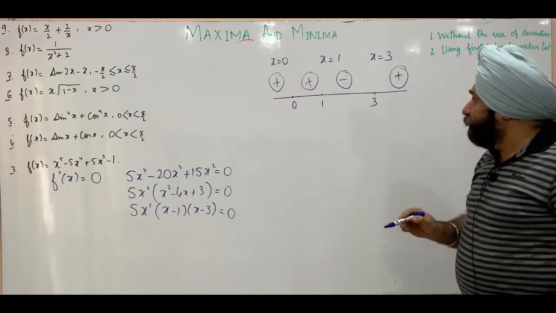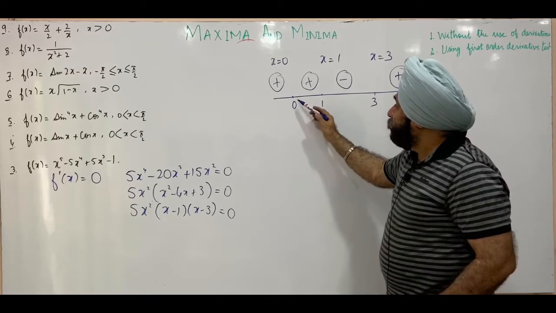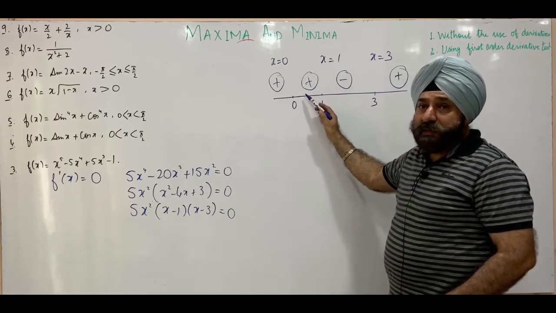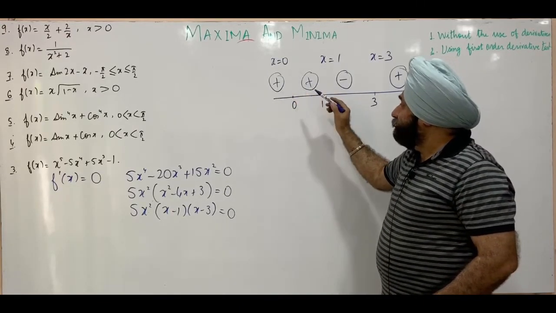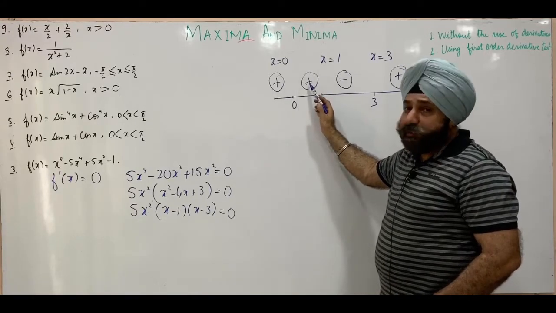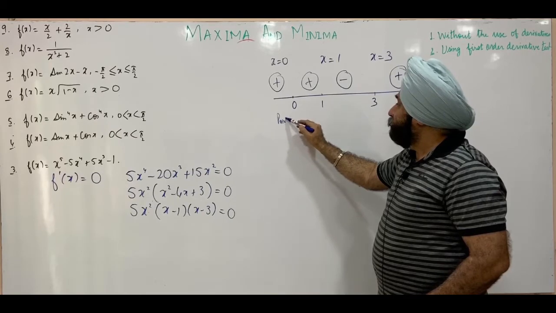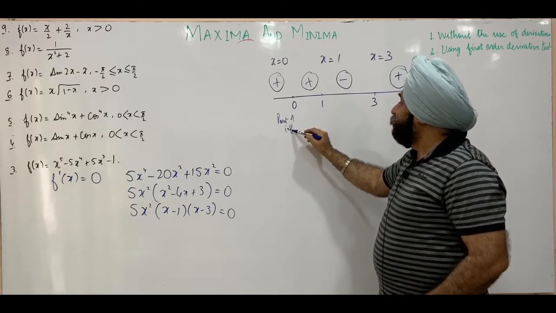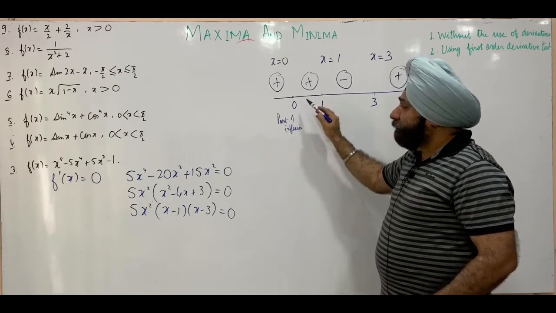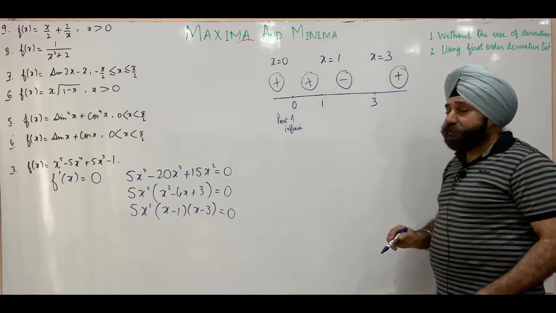Now what type of critical point is x equal to 0? There is no change of sign. If the sign of the derivative doesn't change, it remains positive to positive or negative to negative, then it's called a point of inflection. So x equal to 0 here is a point of inflection.